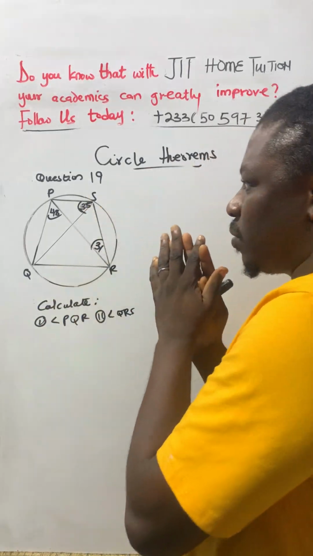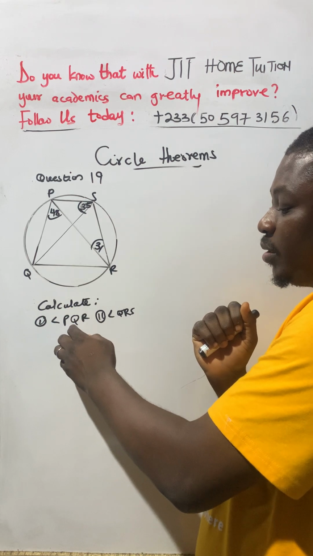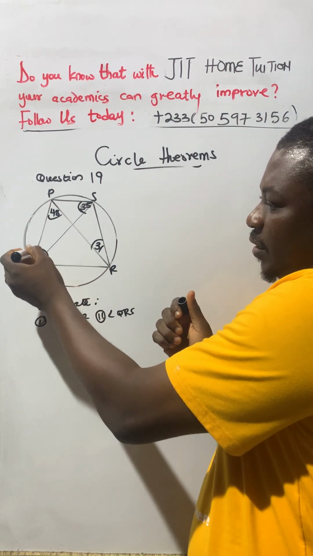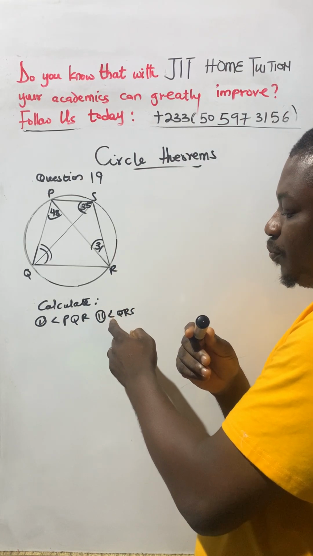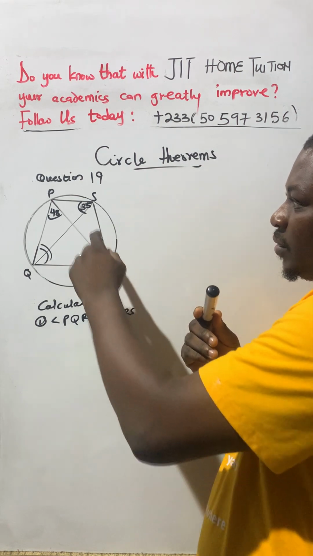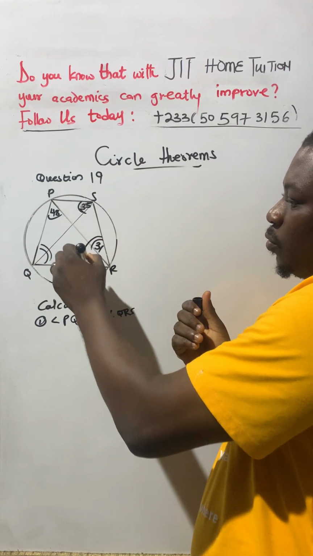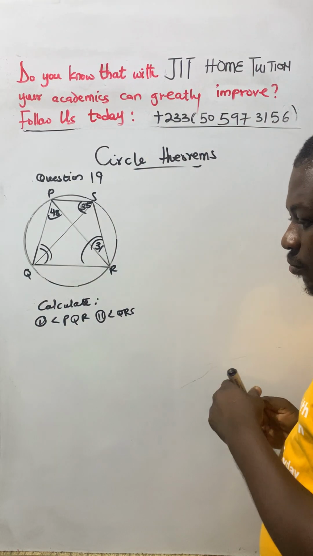Now, with this very particular question, the question is saying that you find angle PQR. PQR, that is the whole of this side. And the question is also saying that we should also find angle QRS. QRS, so that is the whole of this side. Okay. Now, how do we go about it?